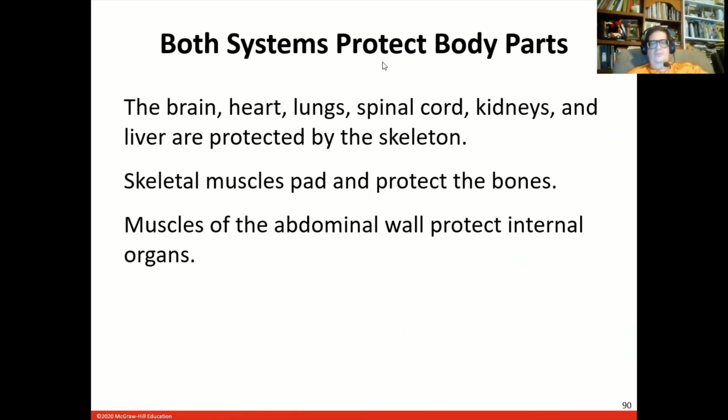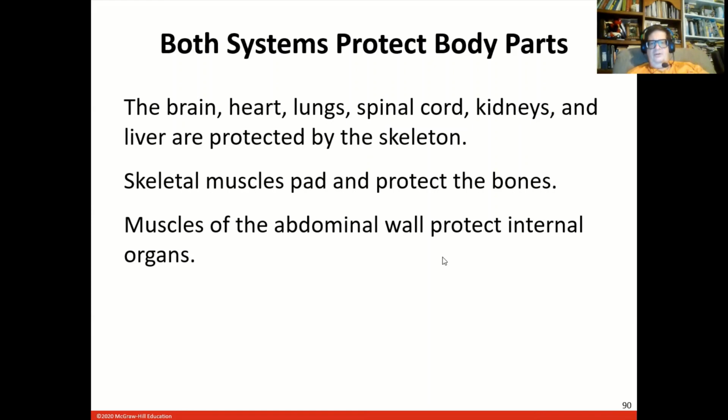Both systems, muscle and bone, protect the body. The brain, the heart, the lungs, spinal cord, kidneys, liver, they're in the skeleton, okay? Skeletal muscles pad and protect the bone. The muscles of the abdominal wall, when we're up here, we've got the ribs to protect. But below the ribs, the wall of the body is made out of muscle and it's thick, and that protects things like the intestines that are inside.